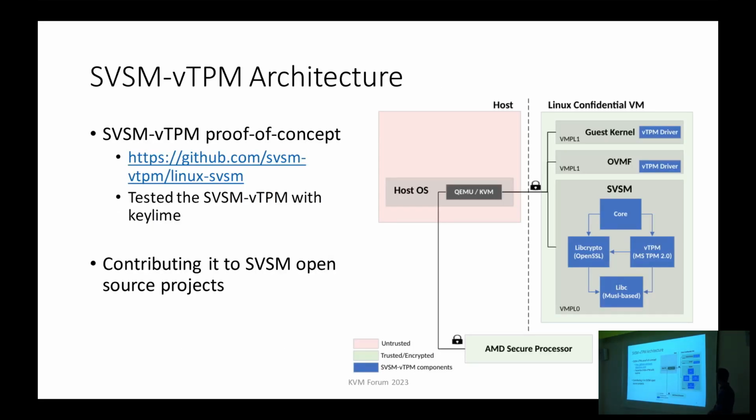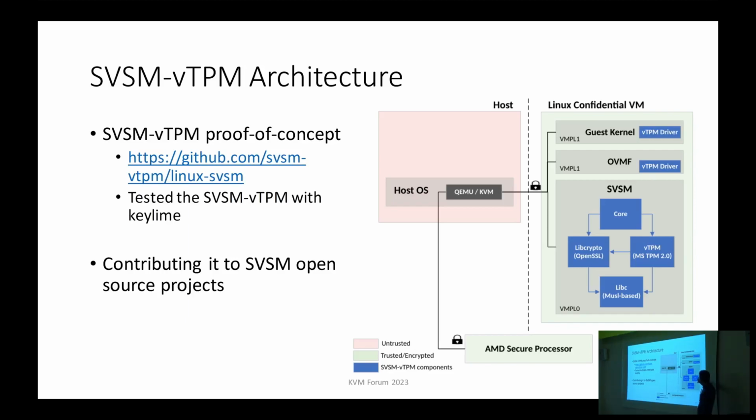Okay, and this would be the SVSM-vTPM architecture. We have a proof of concept. You can go to that link and check, clone it, and try. But that proof of concept uses wolfSSL and also uses the CRB. Currently, we are not using that anymore. We tested this proof of concept with Keylime, the attestation tool, and we are contributing the SVSM-vTPM to SVSM open source projects.